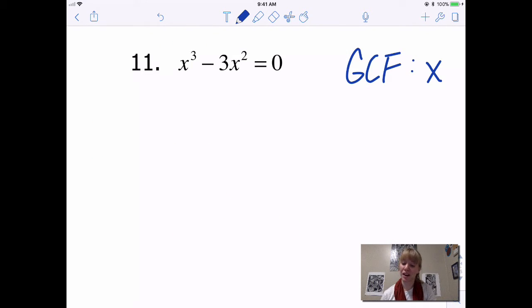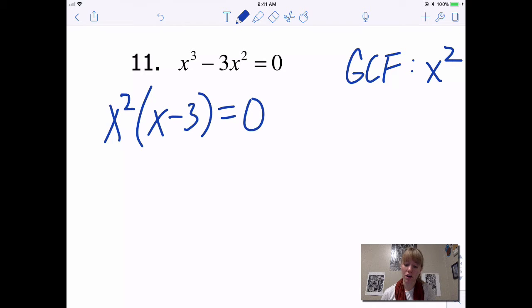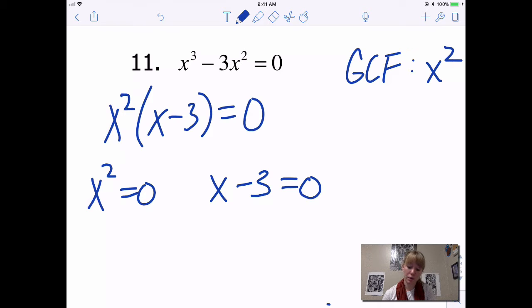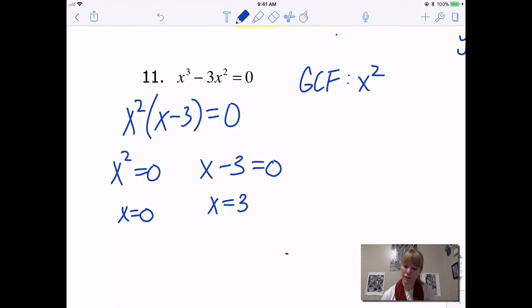Okay, last few here. My GCF here is x squared, so I'll put an x squared on the outside, and I'm left with x minus 3 is equal to 0. This actually set me up really nicely. I have x squared is equal to 0, or x minus 3 is equal to 0. Okay, x squared equals 0. The only way that that would happen is if x was equal to 0 itself. And the second one will only work if x is equal to 3. So my two answers are 0 and 3.